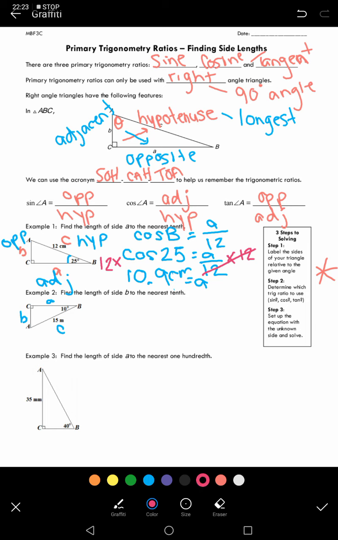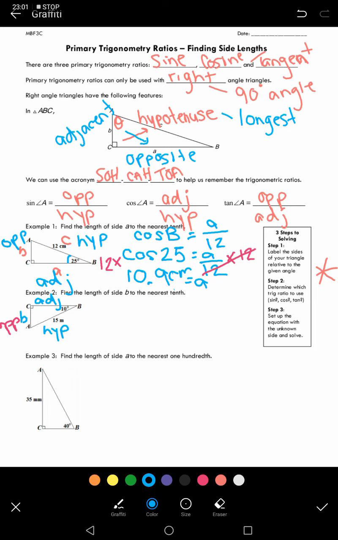So again, that's the next thing we're going to jump into. We know that the hypotenuse is always across from the right angle, so that would be this side here. We know that whatever angle we're given is the angle of reference. So across from the angle we're given is going to be our opposite side, which will be B. And obviously whatever's left over will be our adjacent. All right, so that was step 1.